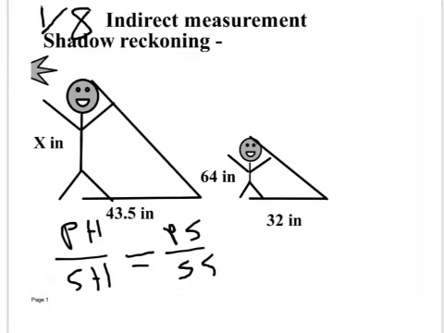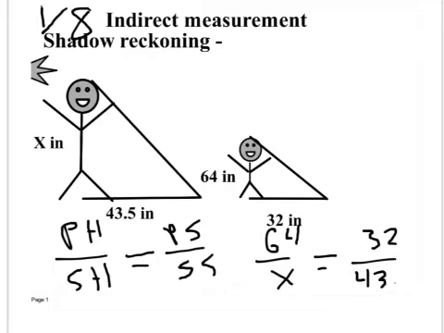So the person's height, 64. The statue's height, do we know? Nope. It's X. The person's shadow is 32. And we use the statue shadow, which is 43.5. Everybody with me so far?